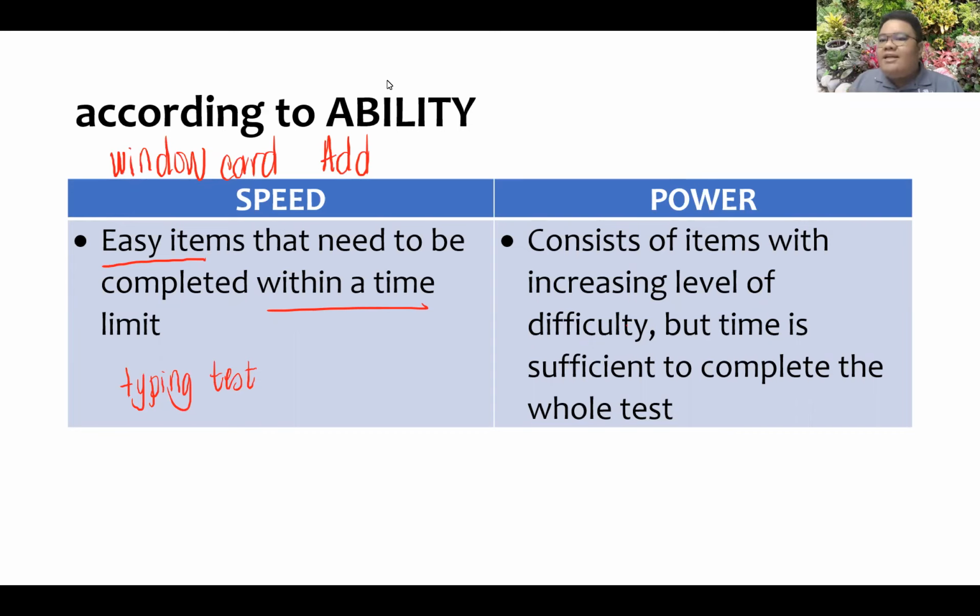Pero mas mabilisan at saka tama yung sagot ng students mo, that would mean that your students have speed and accuracy. Whereas, pag sinabi naman nating power test, they consist of items with increasing level of difficulty. Okay? So parang may level 1, level 2, level 3, but then the time is sufficient to complete the whole test.